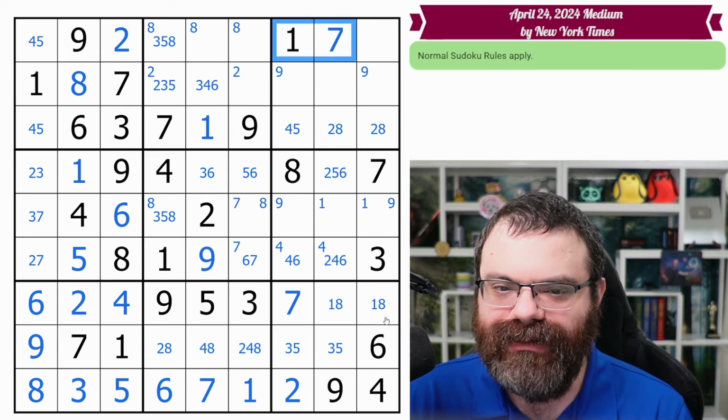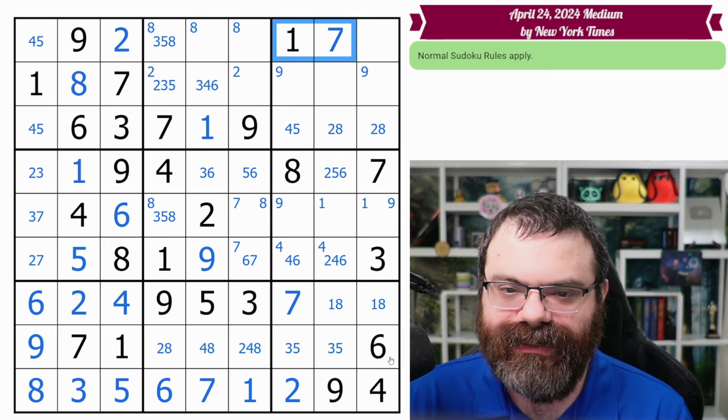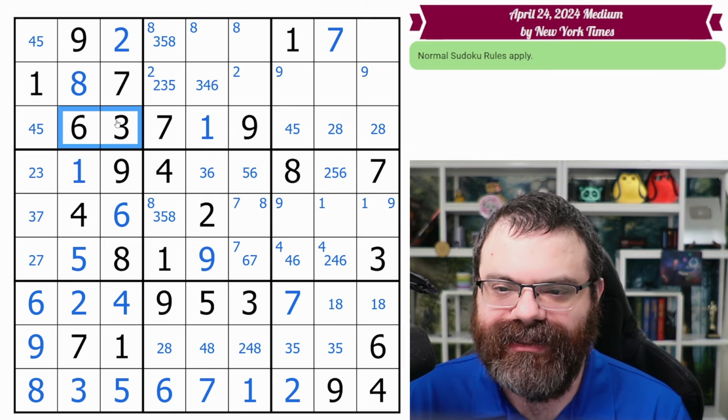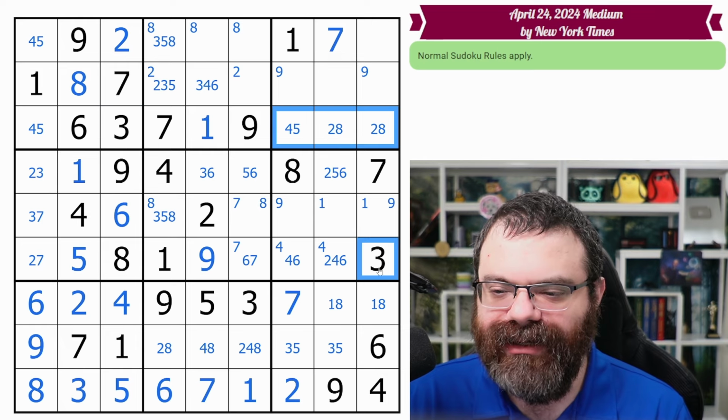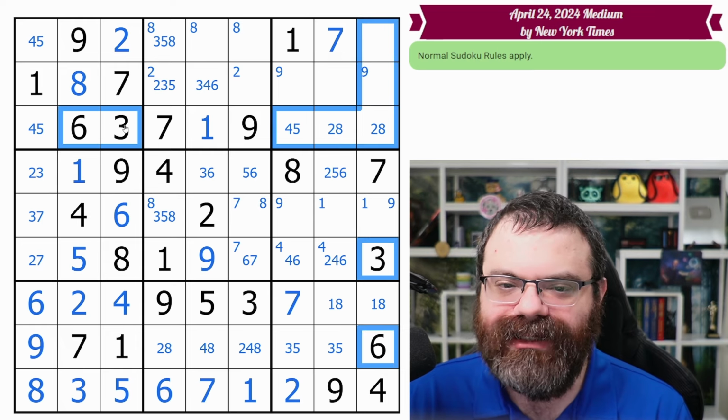This 1, 7. Do we have any crossings on it? The candidates are 3, 4, and 6. We actually have the 3 and the 6. So the 3 and the 6 look in here. The 3 and the 6 look in here. This is going to be extremely helpful.